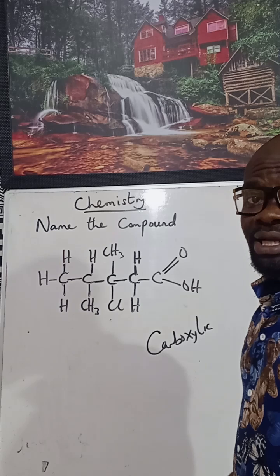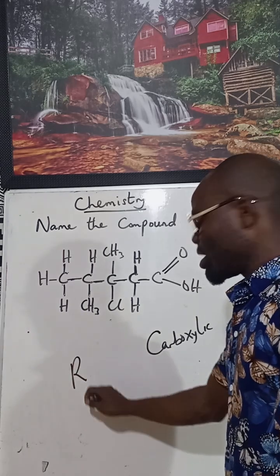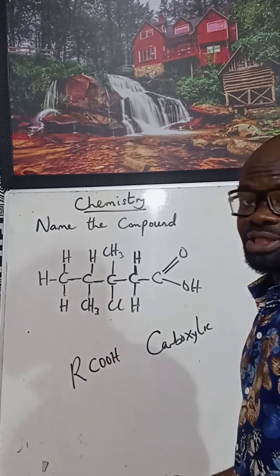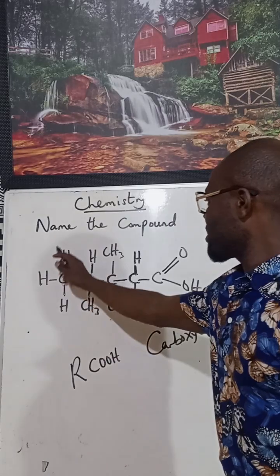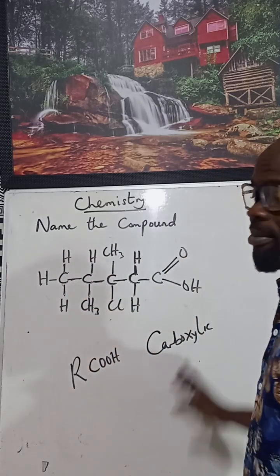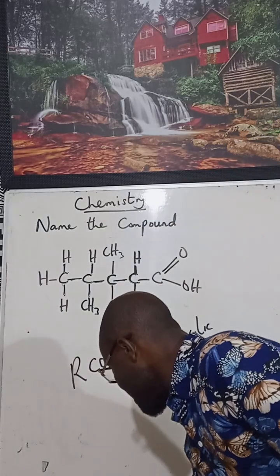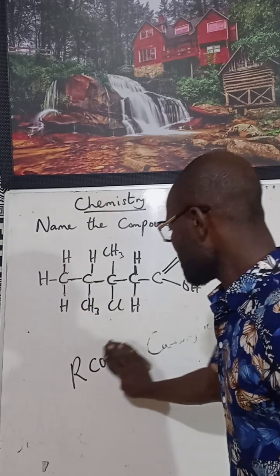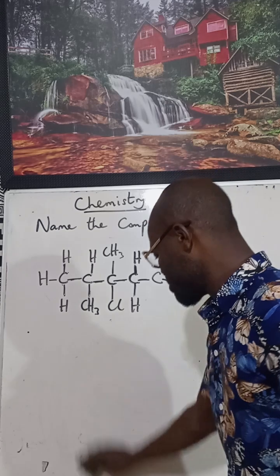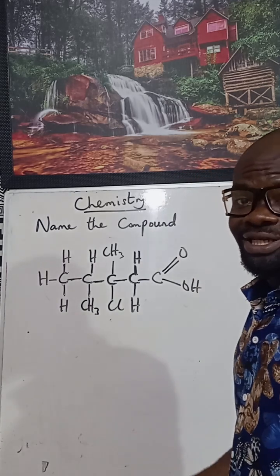So alkanoic acid has the general formula R, that's the alkyl group, then COOH. So this is the R here, the alkyl group. Then we have the carboxylic, that's COOH. Now, the general formula for this alkanoic acid is what? Is what I just gave you now.